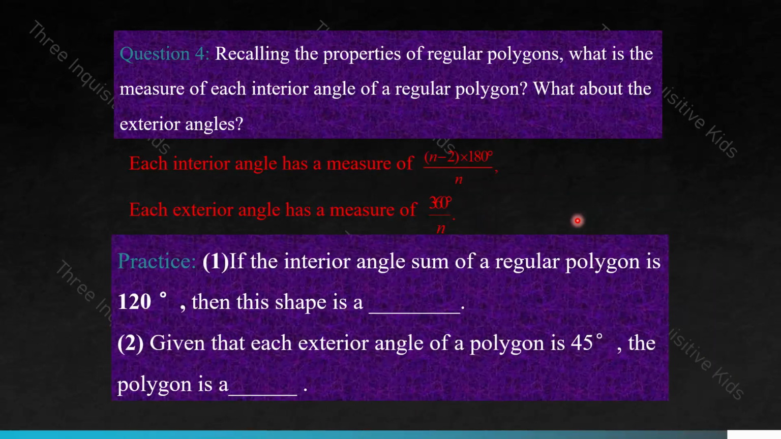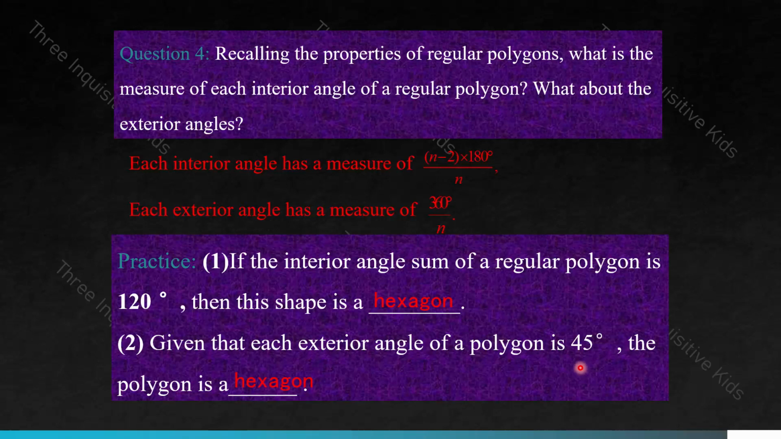Pause the video and read these questions and fill in the blanks. Alright, so what were your answers? Your two answers should have both been hexagon. If the interior angle of a regular polygon is 120 degrees, then this shape is a hexagon.